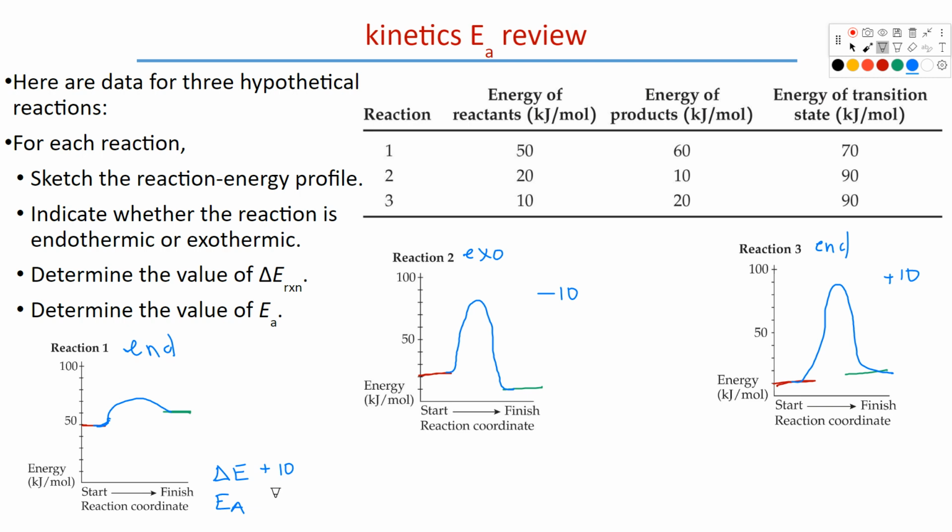Dylan? Kerrigan, reaction 2. 70. Reaction 3, Lexi? 80. Was it 80? Good job. All right. Do any of you have any questions on these graphs?